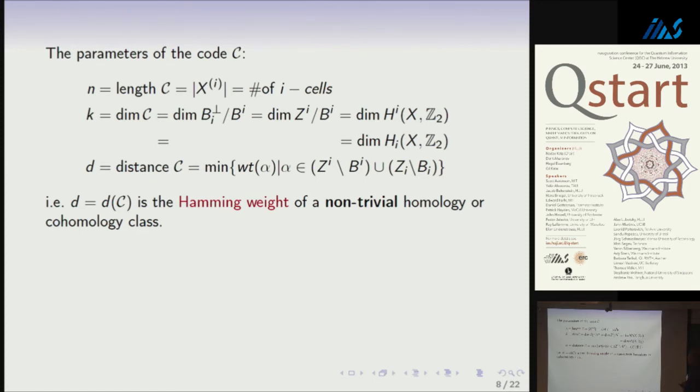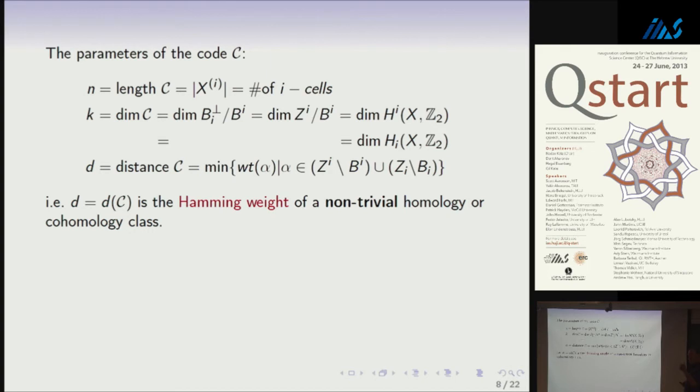The length of the code, first of all, is the size. They are subspaces of the space of cochains, equal to the space of chains. So the length of the code is the number of i cells. This has a combinatorial or geometric meaning. The dimension is the dimension of B_i perp divided by B_i, or the dimension of Z_i divided by B_i, which is the dimension of the cohomology. It's well known that over a field, the homology and cohomology are of equal dimension. In a quantum code, this is the same thing, so either you compute it like that or like that. So here is an interesting phenomenon.